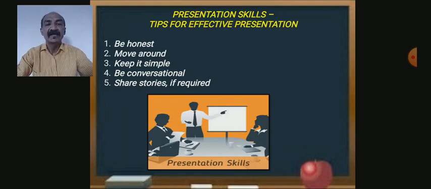This subtopic has about 20 points I have included, and these 20 points are divided into 5 topics. So let's see the first 5 topics. The first one is be honest. You have to be honest to your work, to your presentations. The second point is move around. Whatever place is allocated to you, you have to utilize it so you can observe your audience.